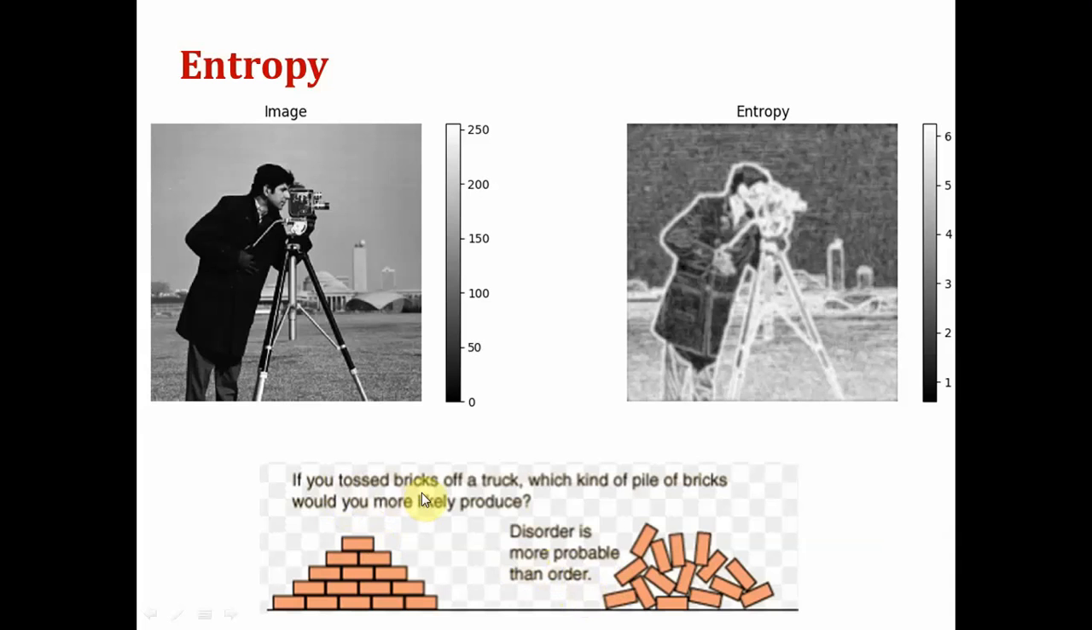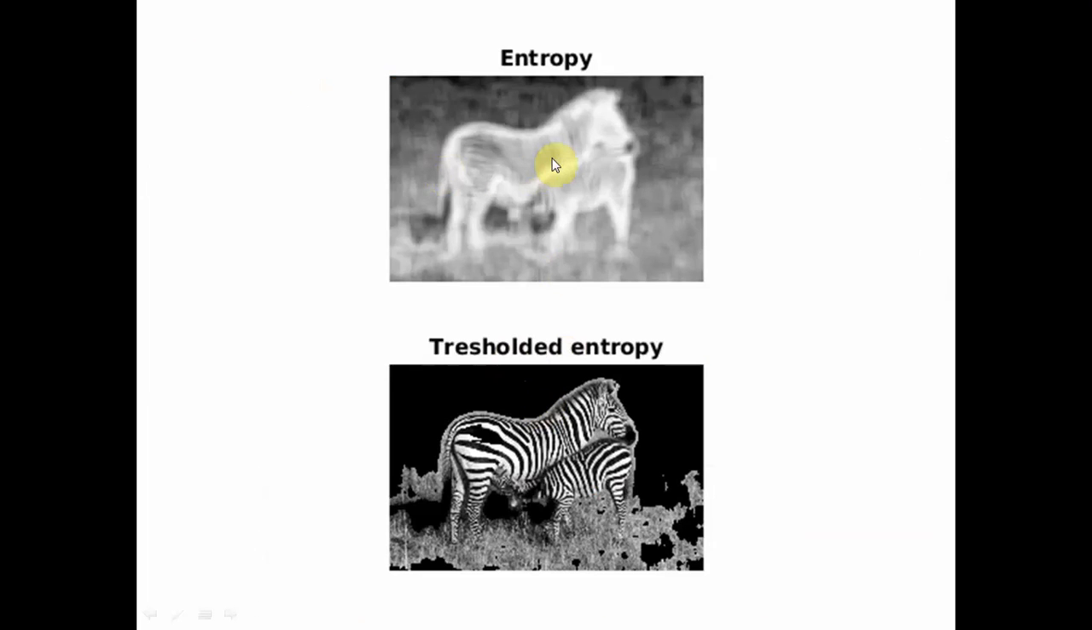If you tossed bricks off a truck, which kind of pile of bricks would you be more likely to produce? The lowest entropy, or you can say the ordered one, where they are arranged in an ordered manner. This is disorder, the highest entropy, you can say this is compact entropy. This is an example of entropy. This is threshold entropy. You will find the difference between the normal entropy and threshold entropy.